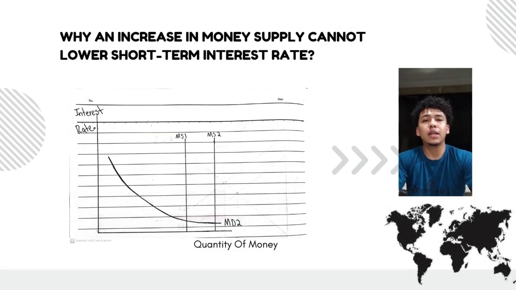First of all, let me explain why an increase in the money supply cannot lower short-term interest rates. When short-term interest rates are either at or close to zero, normal monetary policy can no longer lower the interest rate. This is called the liquidity trap, and it occurs when the interest rate is so low that increasing the money supply has no effect on lowering it further, thus failing to stimulate economic activity. This is illustrated in the money market graph by a flat money demand curve at a low interest rate, preventing the interest rate from falling despite increasing the money supply. This is how it is illustrated in the graph.